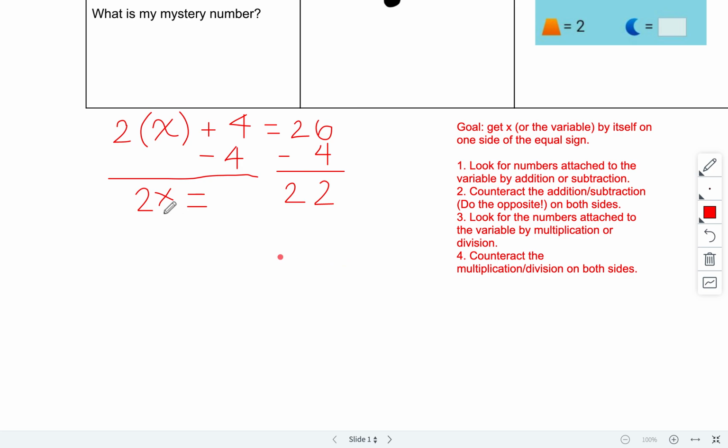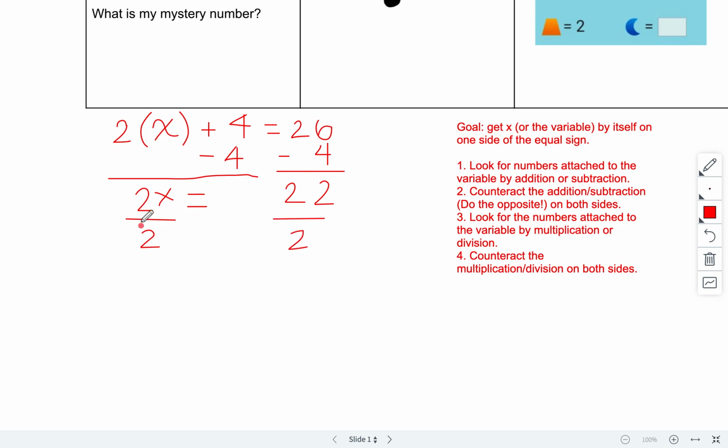All right. Now we still have this 2 on this side that we need to get rid of. Let's look at the third step. So our third step says look for the numbers attached to the variable by multiplication or division. How is 2 attached to our variable? Well, we said earlier that it was attached via multiplication, so we've got to do the opposite, right? Counteract that multiplication or division on both sides. So the opposite of multiplying by 2 is dividing by 2. So we divide by 2 on both sides.